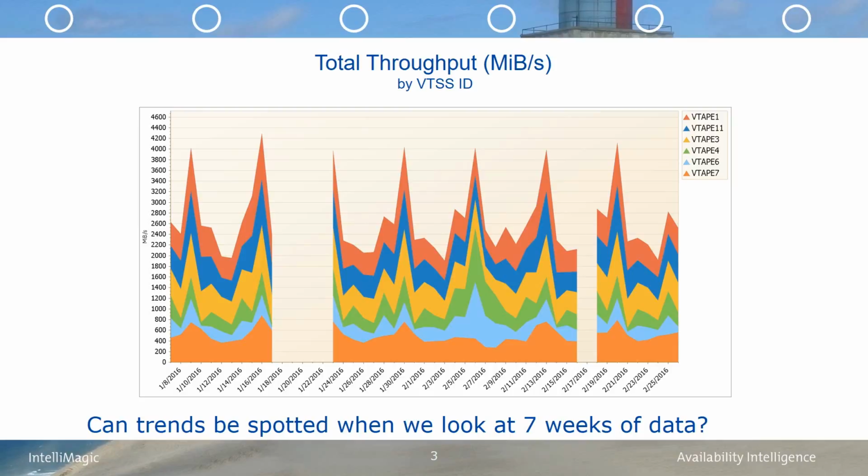Now this is the 7 weeks of data. Obviously not a big period in terms of 365. And I see it's hard to see a trend in overall here. The only thing I do see is that obviously every 7 days the workload is much higher.